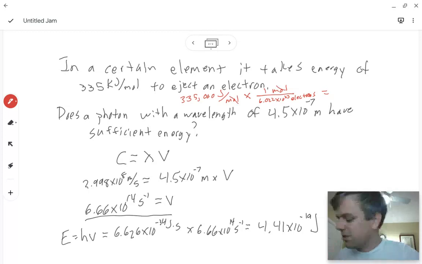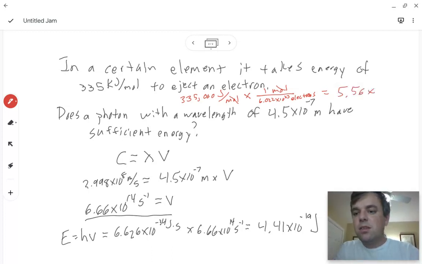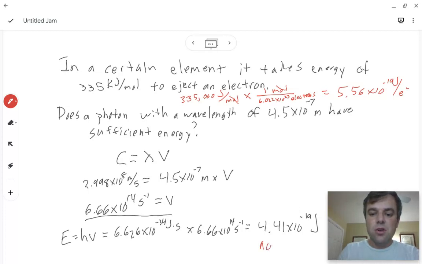So we take 335,000 and we divide that by Avogadro's number, and we get 5.56 times 10 to the negative 19th joules per electron, which, if we compare these two numbers, this photon is insufficient. So the answer is no.